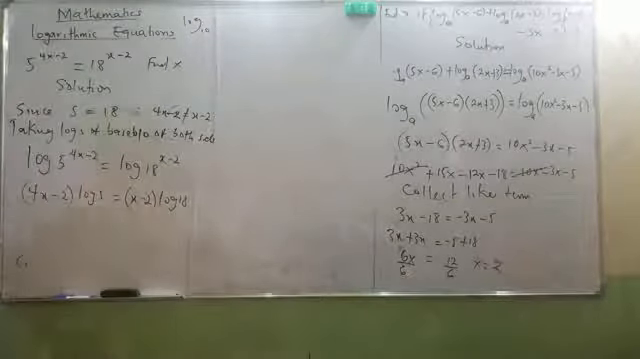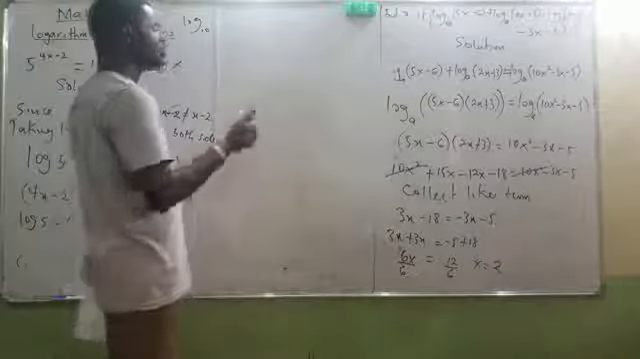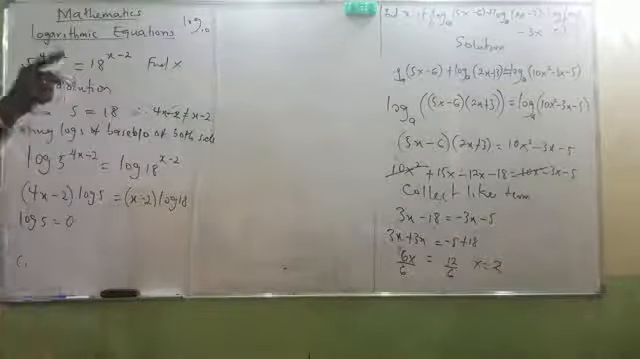Now, I will check my log table. What is my log 5? Log 5 will surely give me 0 point something. It is 1 minus log 2, and log 2 is 0.3010, which 1 minus that gives 0.6990. Log 18 would give us what? That would be 1.2553.